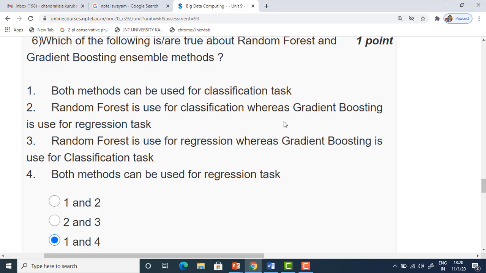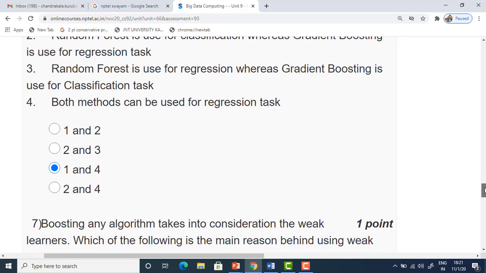Random forest is used for classification, whereas gradient boosting is used for regression task. No, actually both can be used. Random forest and gradient boosting both can be used for both tasks. So the second statement is false. Random forest is used for regression, whereas gradient boosting is used for classification task. No, both can be used for both purposes. Both methods can be used for regression task. So the first and fourth one is the appropriate answer. Both can be used for classification, both can be used for the regression task. So the appropriate answer is the third option, that is 1 and 4.